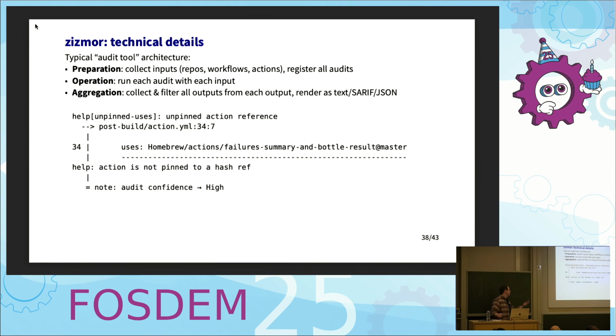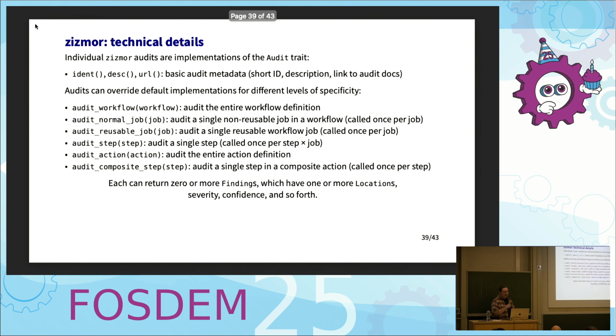Okay, technical details. zizmor is a typical audit tool architecture. It has a preparation phase, an operation phase, an aggregation phase, and then the output is like this Rust-C style diagnostic, where it'll tell you what span caused the vulnerability. Individual zizmor audits are implementations of this audit trait, has sort of standard stuff, and then there's various ways you can define an audit. It can be over a workflow, a composite action, or the individual steps or jobs within a workflow if you only need that level of granularity.